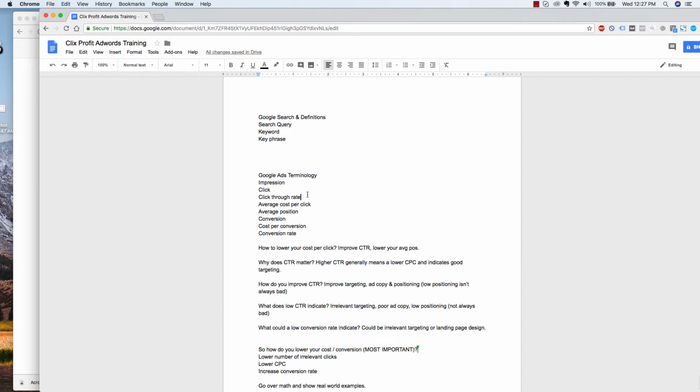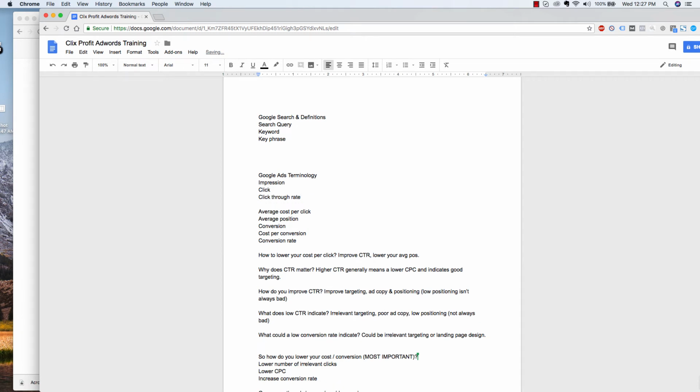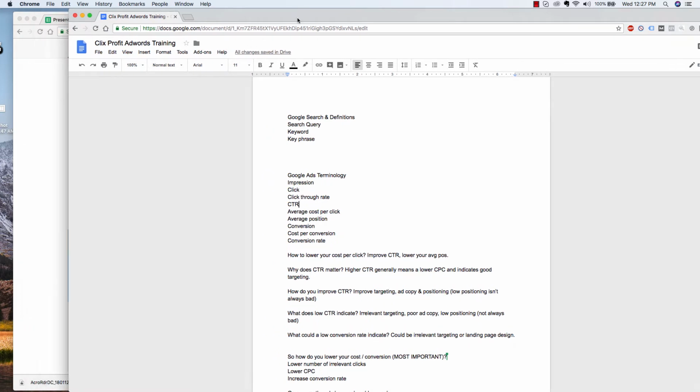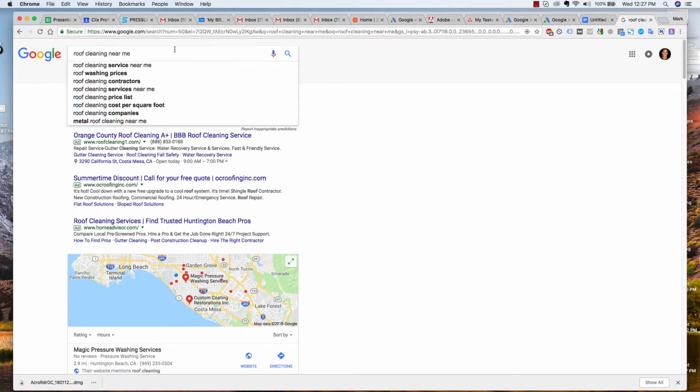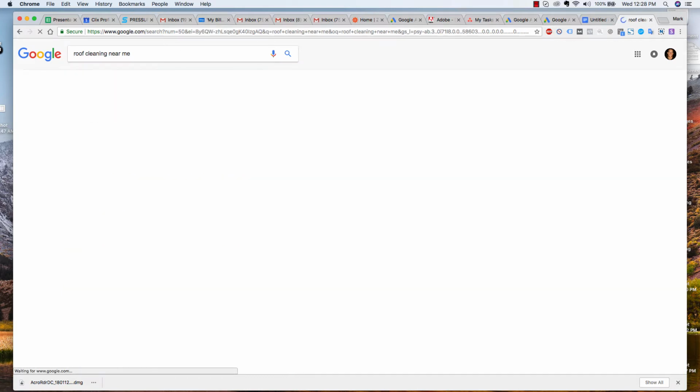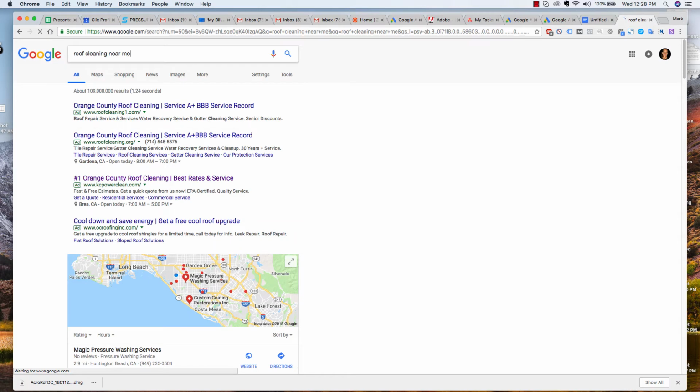So the next thing I'd like to go through is click-through rate. Now this is a very important concept here. What click-through rate is, let's just say that I do a Google search for roof cleaning near me 100 different times, and I just keep hitting enter, right? Just keep hitting enter.